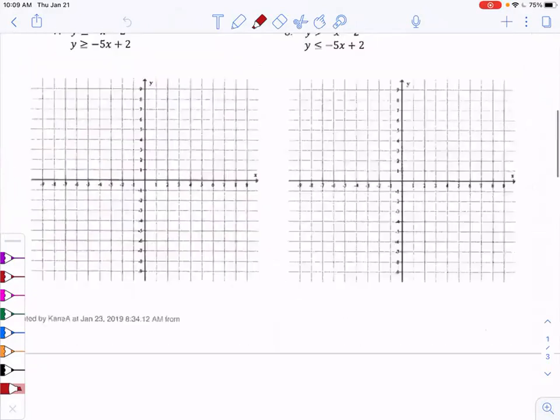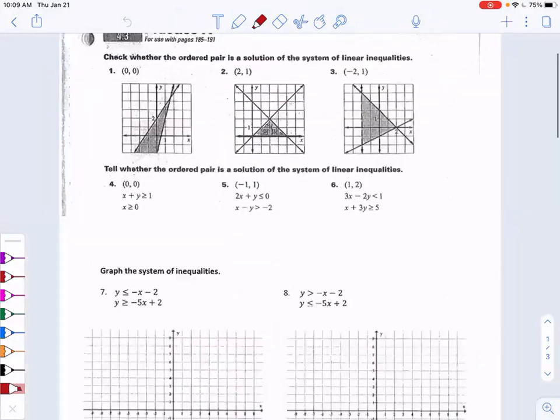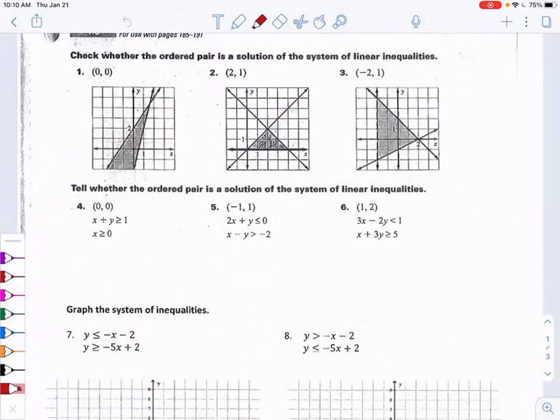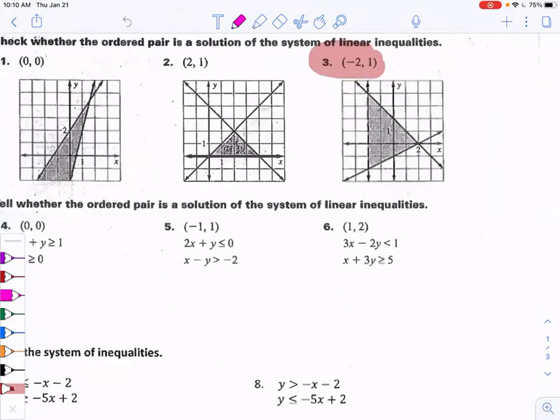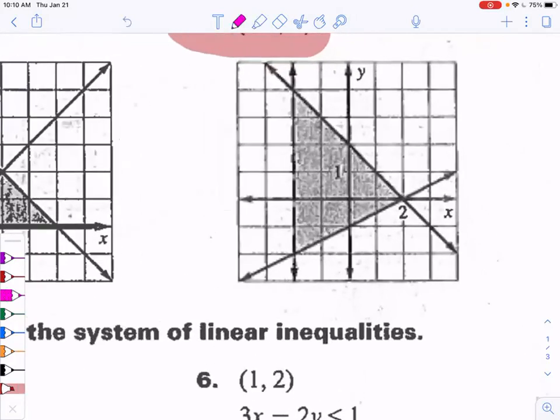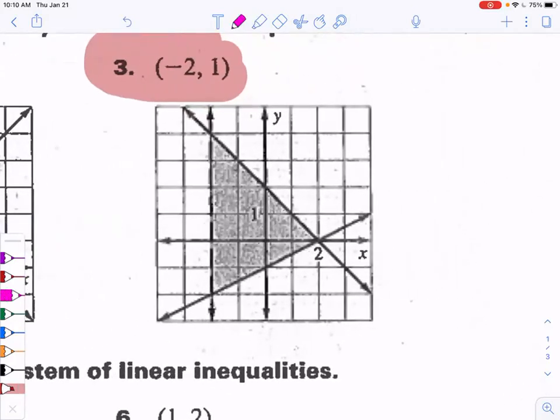So these ones up top, I'll just do one with you. You just want to check whether the ordered pair is a solution. So they give you, let's just look at -2, 1 for number 3 over here. If we're going to look at that graph, all you want to do is plot that point. Here's our origin. You go to -2, 1. Is that touching that shaded region there?